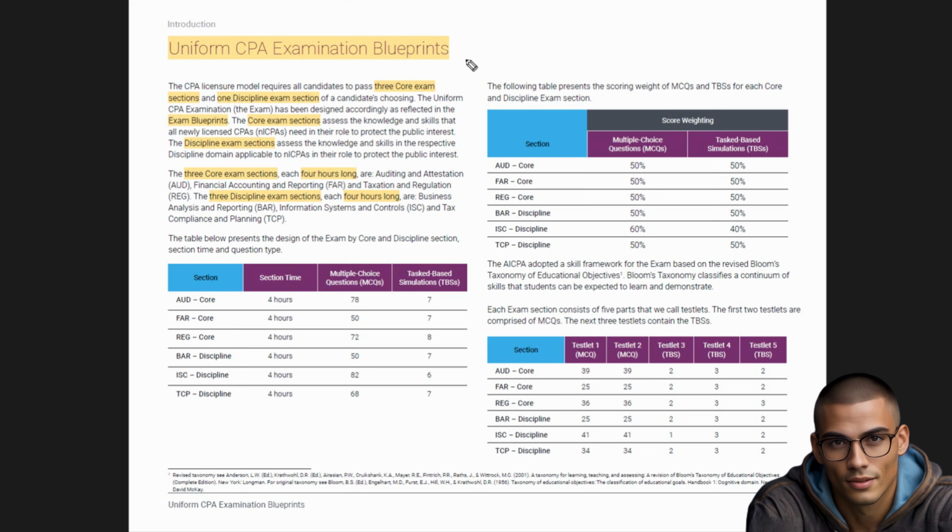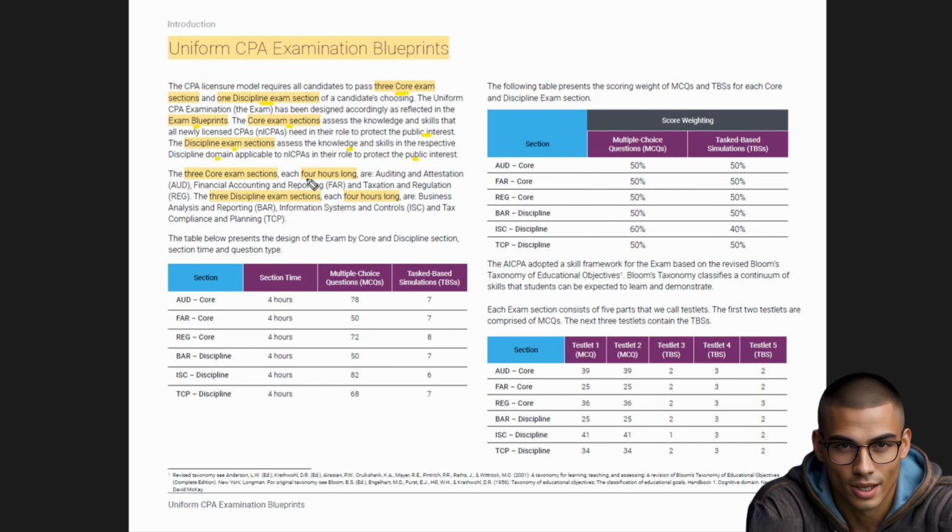Let's get into it. So the CPA exam requires all candidates to pass 3 core exam sections and 1 discipline exam section of the candidate's choosing. The uniform CPA exam is designed according to the AICPA exam blueprints, which we're looking at now. The core exam sections assess the knowledge and the skills that newly licensed CPAs need in their role to protect the public interest. The discipline exam sections assess the knowledge and the skills in the respective discipline domain applicable to the newly licensed CPA in their role to protect that public interest.